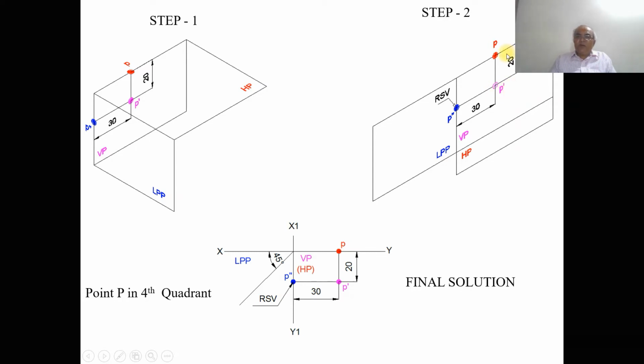Since it is lying on VP, obviously that should be on HP. HP is also below the XY line, so you are going to get it on this. Then when you project the top view point onto this origin, from here you draw a vertical projector, and where you have P dash, on that line you are going to get this P double dash. Since it is in front of LPP, obviously you are going to get the right side view.